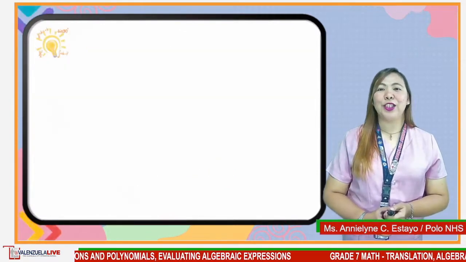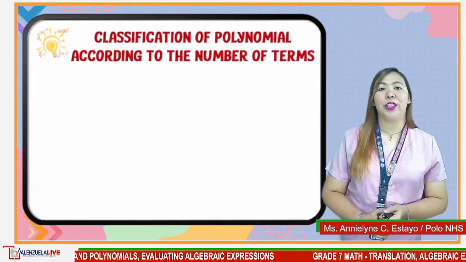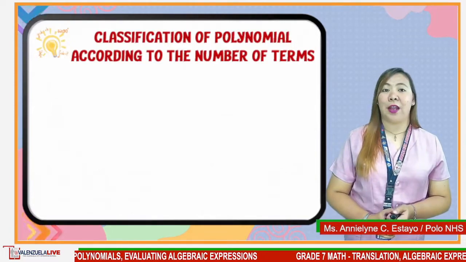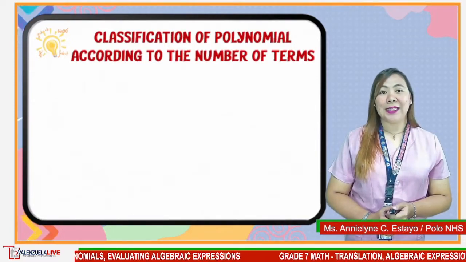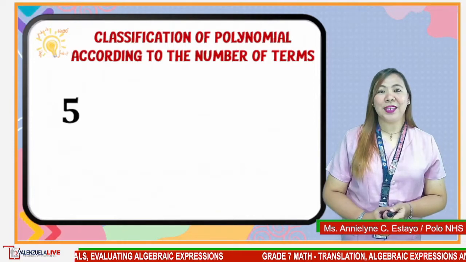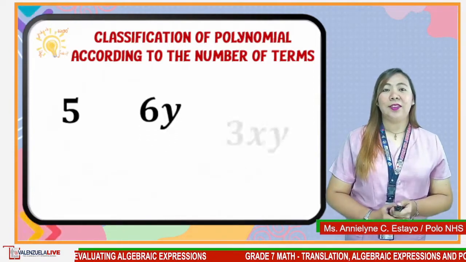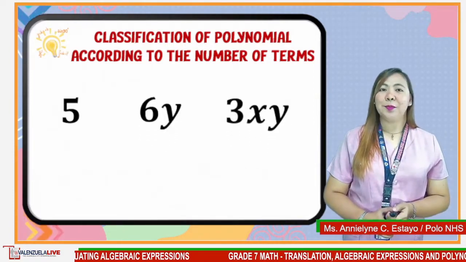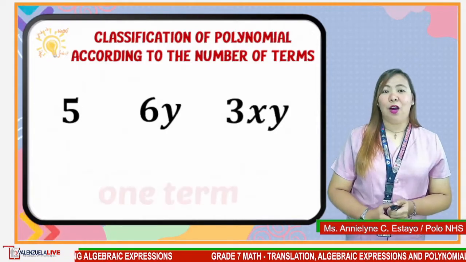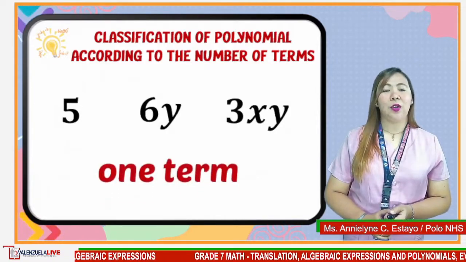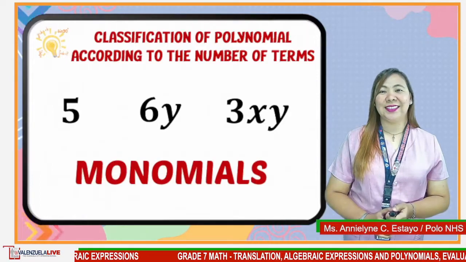The classification of polynomials according to the number of terms are the following. Let's say we have 5, 6y, and 3xy. These polynomials consist of one term and they are called monomials.